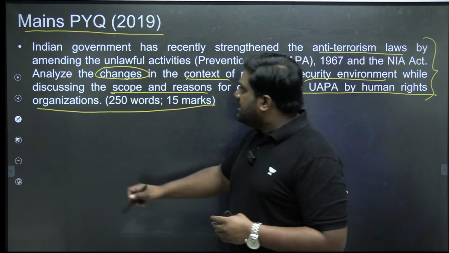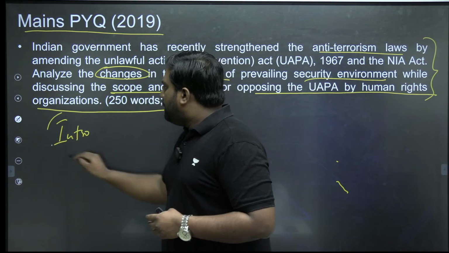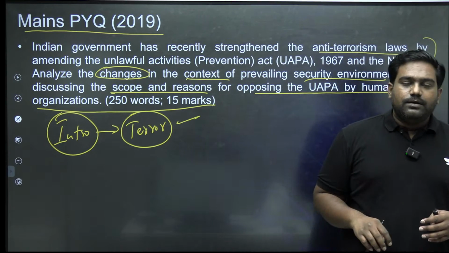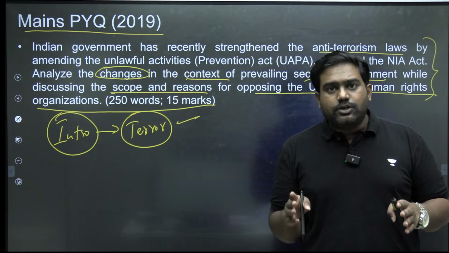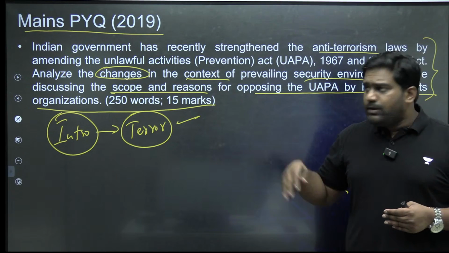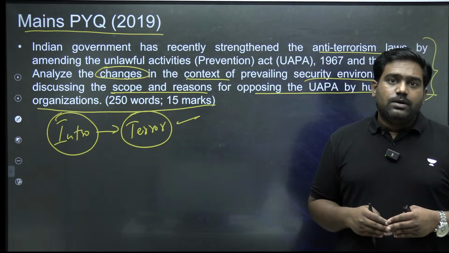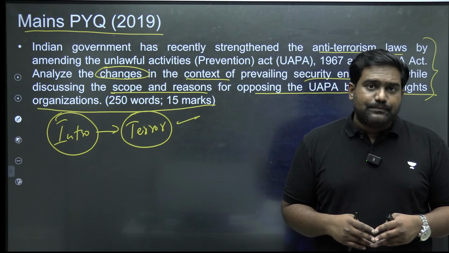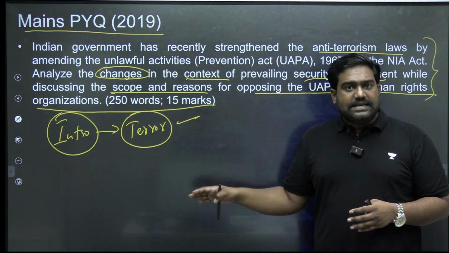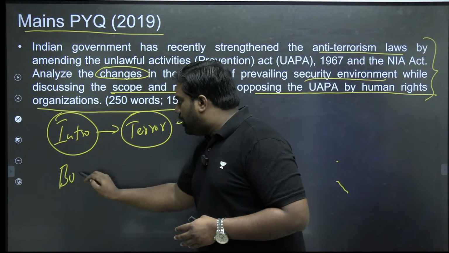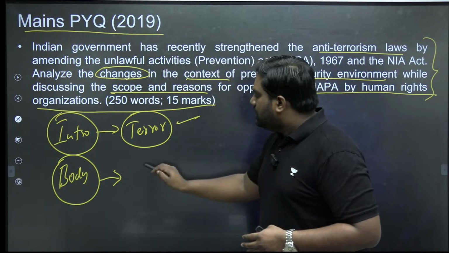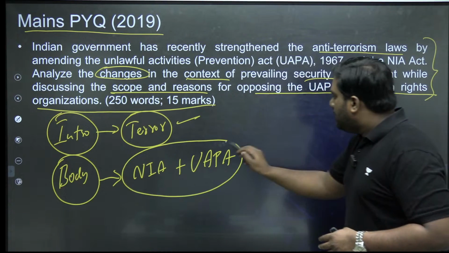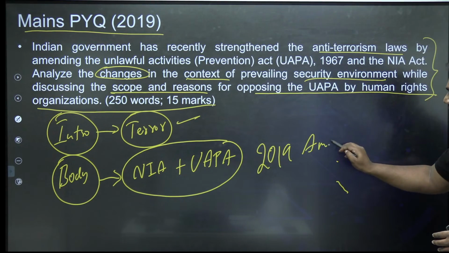So start out your answer with an introduction by highlighting the threat of terrorism faced by India. A brief introduction about the nature and extent of terrorism and how it has affected India, and why we need efficient laws, why we need an efficient counter-terrorist architecture to deal with the threat posed by terrorism. So that will set the basis for your answer. Then in the body, you can talk about the role of NIA, the importance of UAPA, and the 2019 amendments that were carried out.